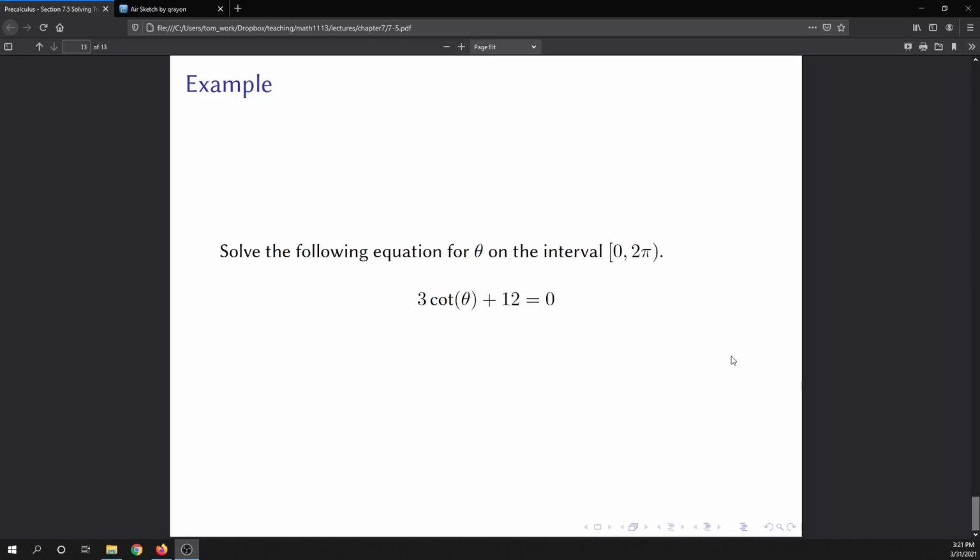All right, in this video, we're going to work the following problem. It says solve the following equation for theta on the interval from 0 to 2 pi. So first off, they specify this interval in radians, right? Because there's no degree sign, so that defaults to radians. The equation that we have is 3 cotangent theta plus 12 equals 0.